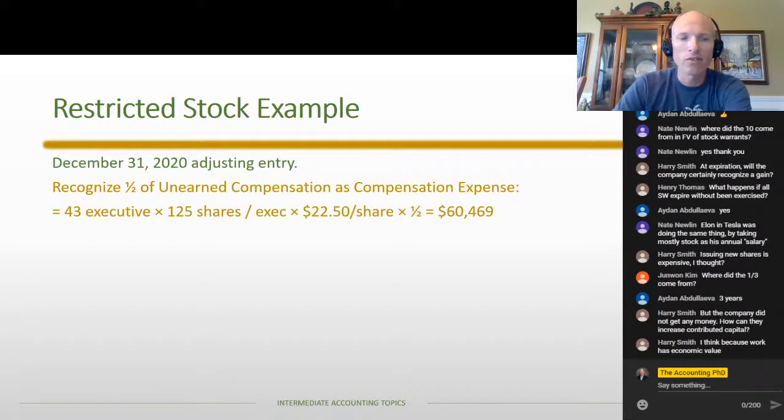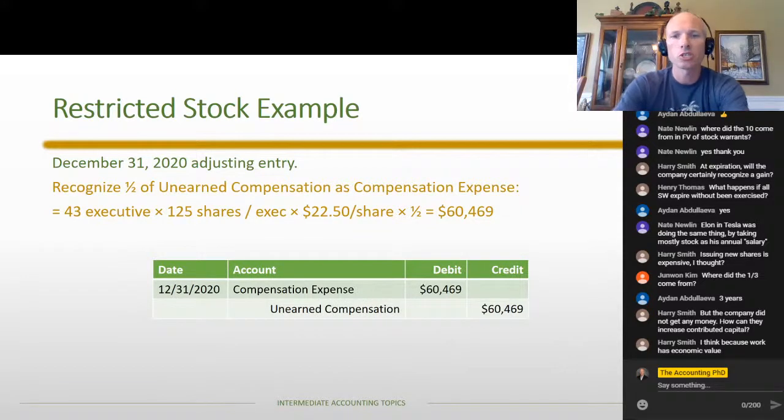Now, of course, we do know that 7 executives have left, so there's only 43 executives that remain. Again, they each have 125 shares. The fair value of each share is $22.50, and we're recording half of this movement at the end of 2020 for $60,469. So in the journal entry, we record the compensation expense as a debit, and we're unwinding the unearned compensation, $60,469. Just as a reminder, unearned compensation is a contra equity account. So as that account gets smaller, which is a credit, the contributed capital is going to get bigger. The retained earnings ultimately through compensation expense is going down, and the contributed capital is going up.